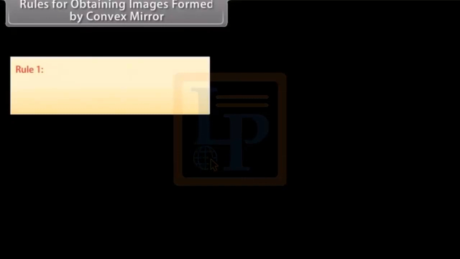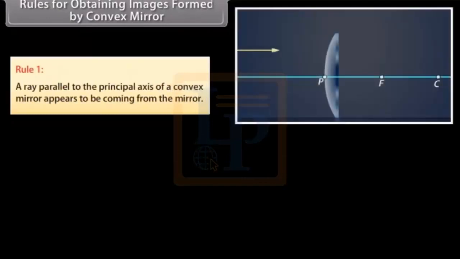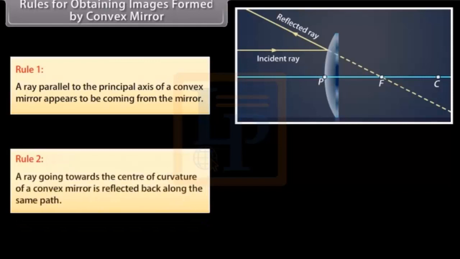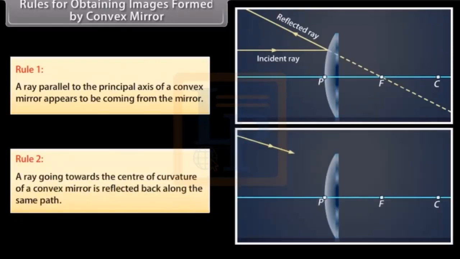Rules for obtaining images formed by convex mirror. Rule 1. A ray parallel to the principal axis of a convex mirror appears to be coming from the focus behind the mirror. Rule 2. A ray going towards the center of curvature of a convex mirror is reflected back along the same path.